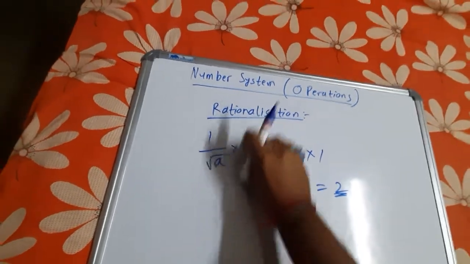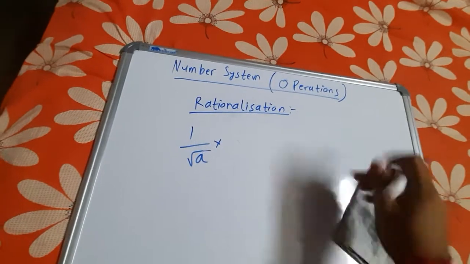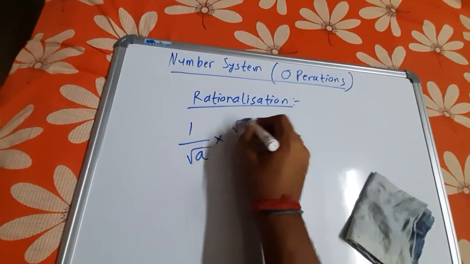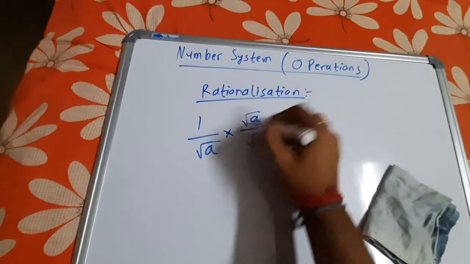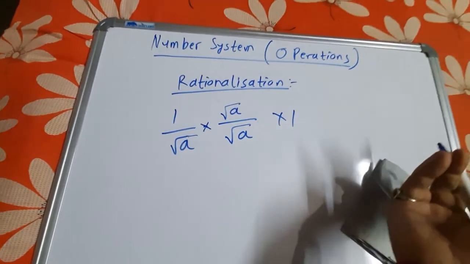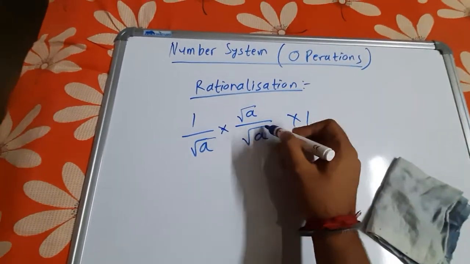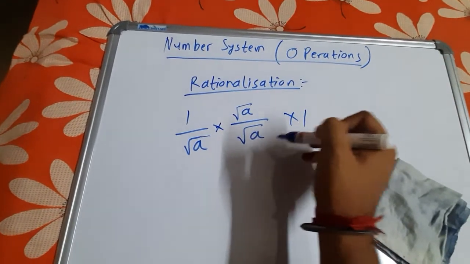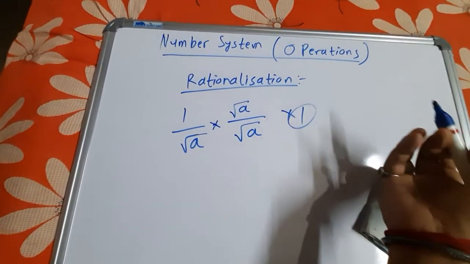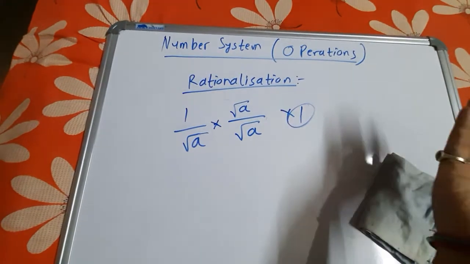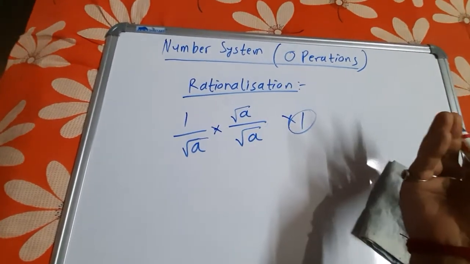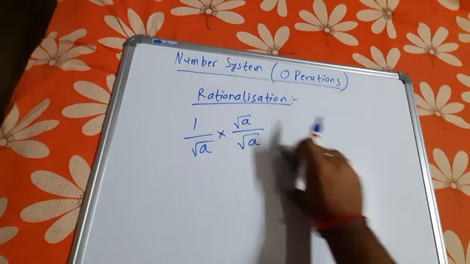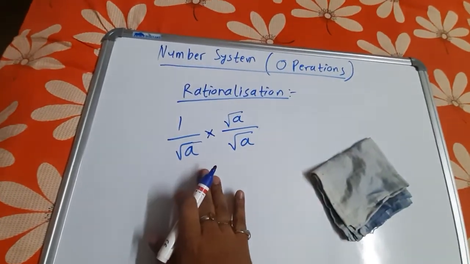Actually, by doing this, suppose 1 by root a, I am multiplying root a in the numerator and root a in the denominator. By doing this, they cut each other, and we are just multiplying by 1. Okay, see, this and this will cut with each other, so it will be just 1. The multiplication with 1 means that this will remain as it is. Okay, so we can do this. It is completely legal in terms of mathematics.